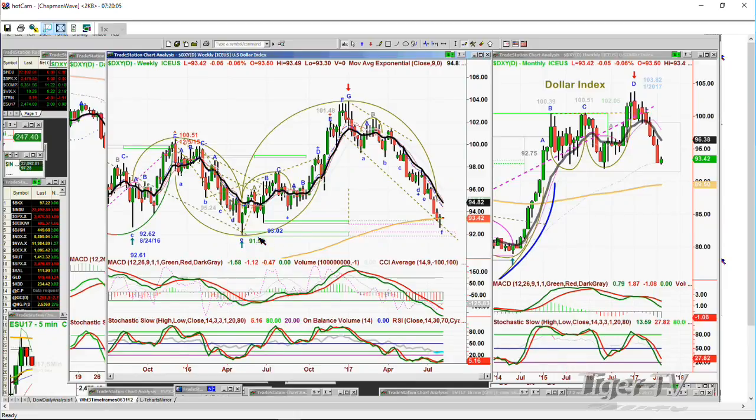That would have taken it to the 91.92 level that was made back. I should have put the date in here. Back, was that March? Yeah, May of 2016. The low was 91.92, and the dollar index goes to a peak G.